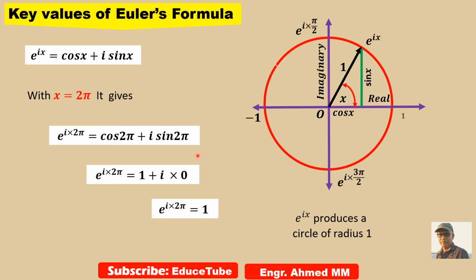So what we got at these positions? We got 1. e^(i2π), I mean e^(ix), in position of x, we put 2π. We got value 1. This is one of the key values for Euler's formula. Now we move to the other 2 points.